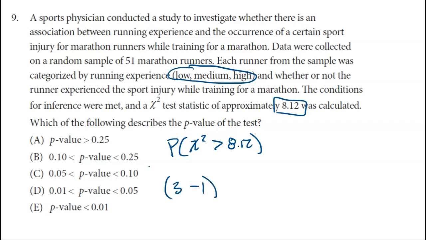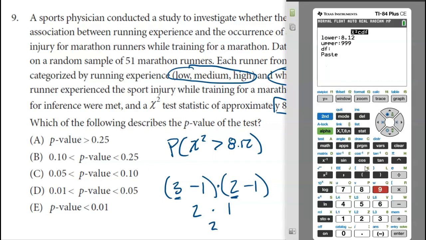Then we're going to talk about the other variable, and that is whether or not you experienced an injury. That would be 2 categories. Yes, I experienced an injury, or no, I didn't. And we're going to take that 2 -1. So we're going to take categories -1 for the first variable, categories -1 for the second variable. We're going to multiply those together. So 3 -1 is 2, 2 -1 is 1, 2 times 1 is 2. So I have 2 degrees of freedom for this problem.